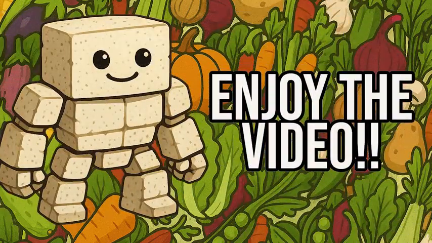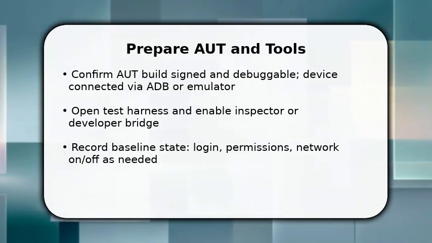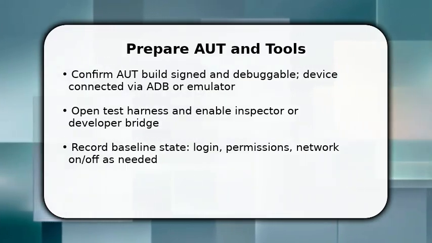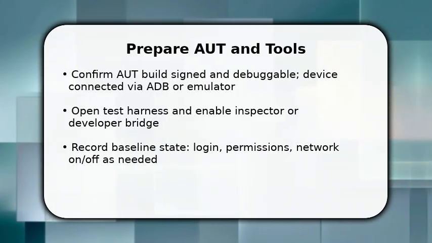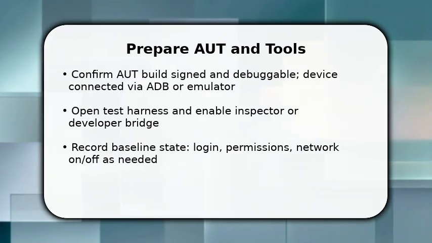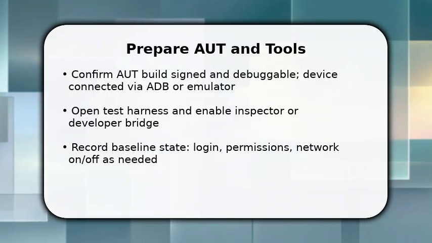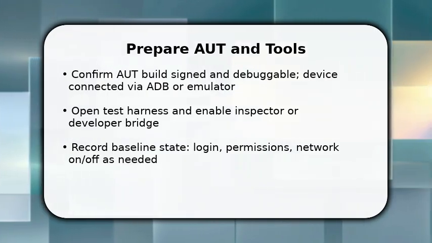Please enjoy the video. You start by verifying the AUT is debuggable and the device connected via ADB. Once connected, open your test harness or inspector tool and attach to the process. Make sure you record a baseline app state, login, permissions, and network conditions so your lock actions run predictably.